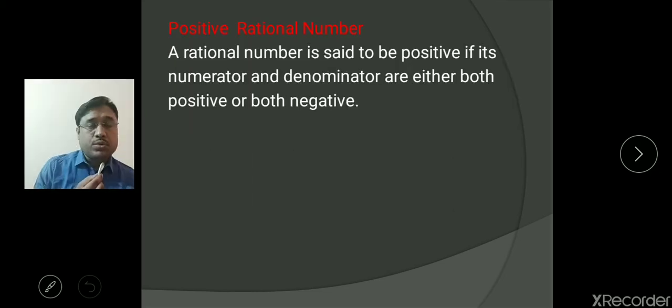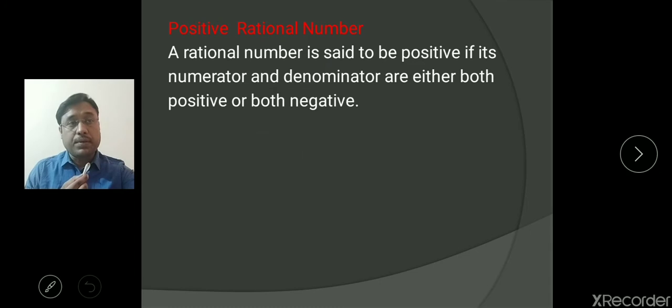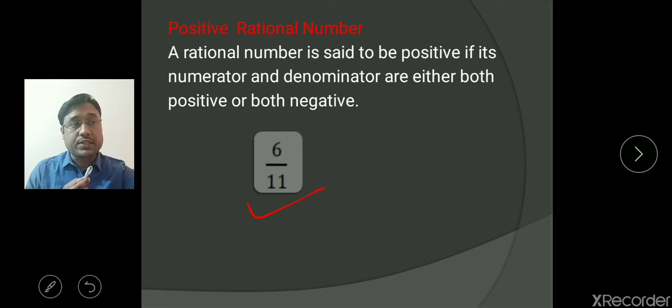Now we have to understand positive rational numbers. A rational number is said to be positive if its numerator and denominator are either both positive or both negative. In both the cases we can say that the number is a positive rational number. For example, here you can see 6 by 11, both numerator and denominator are positive here, therefore it is a positive rational number.